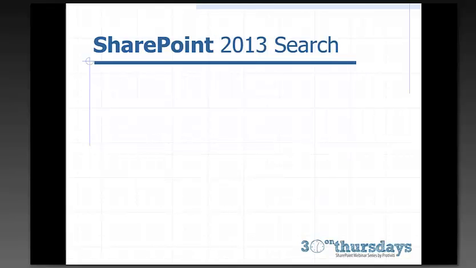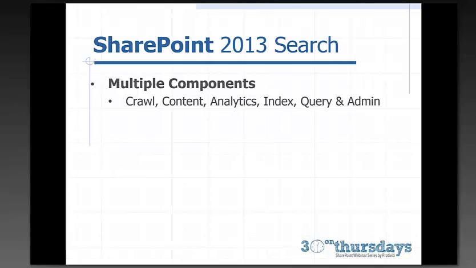So SharePoint 2013, they kind of made a few changes. In 2010, it was fairly okay. If you wanted something cool, then you went and put FAST Search in. And then, of course, when 2013 came out, they merged them all together. So now we have multiple components that comprise the 2013 search infrastructure. So crawl components, content components for analysis, analytics, covering everything from content to user interaction, the indexing processes to the querying mechanisms, all the way to the main administration.